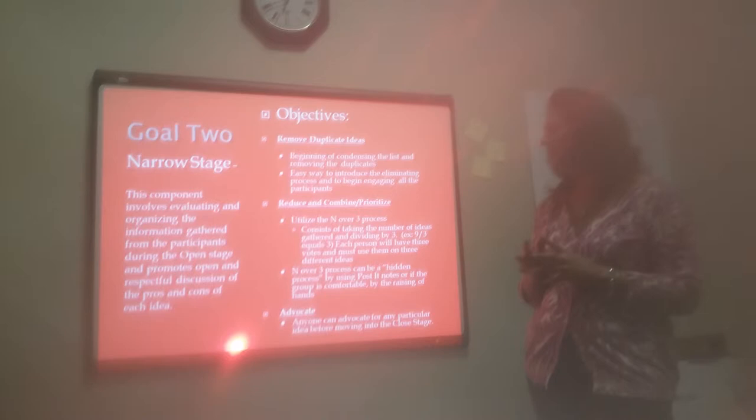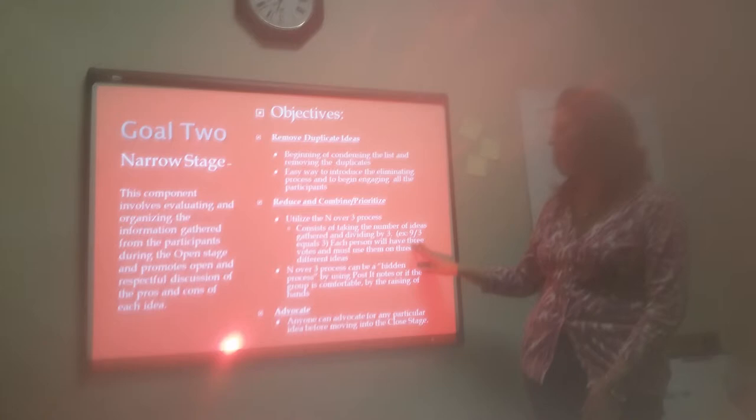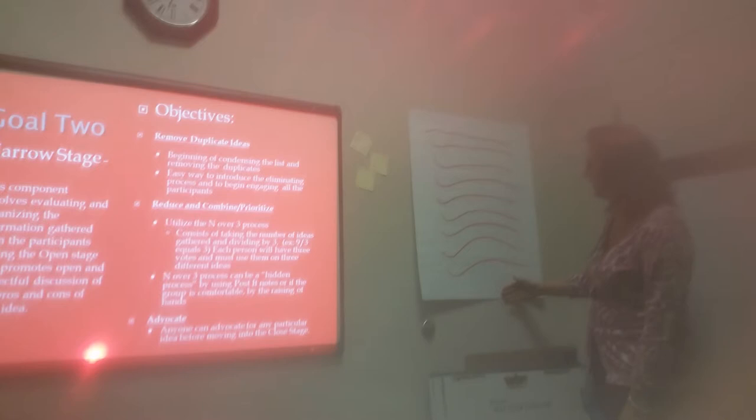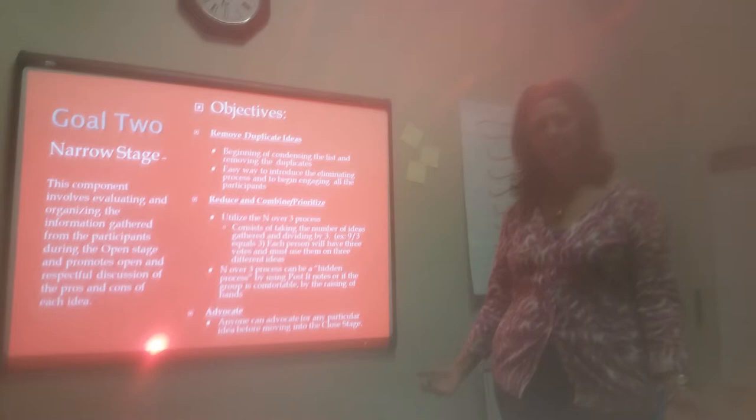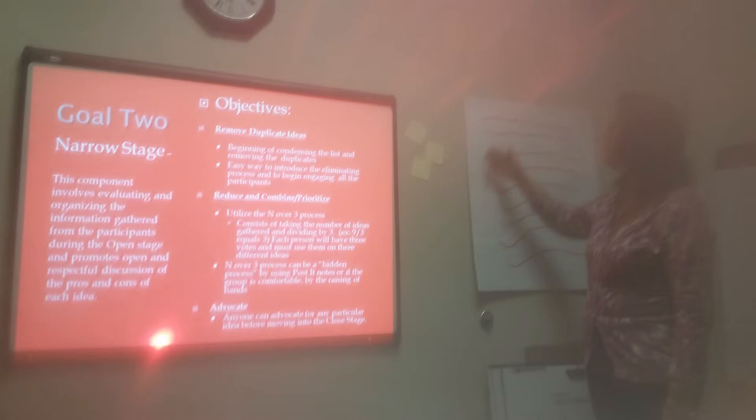We use a process called the N over 3 process. And what that consists of is taking the number of ideas that you have, which in this case, I have 9 ideas, and you divide that number by 3. So 9 divided by 3 equals 3. This means each person in your room will have 3 votes and will use them on 3 different ideas. They may not put all 3 of their votes on one idea.